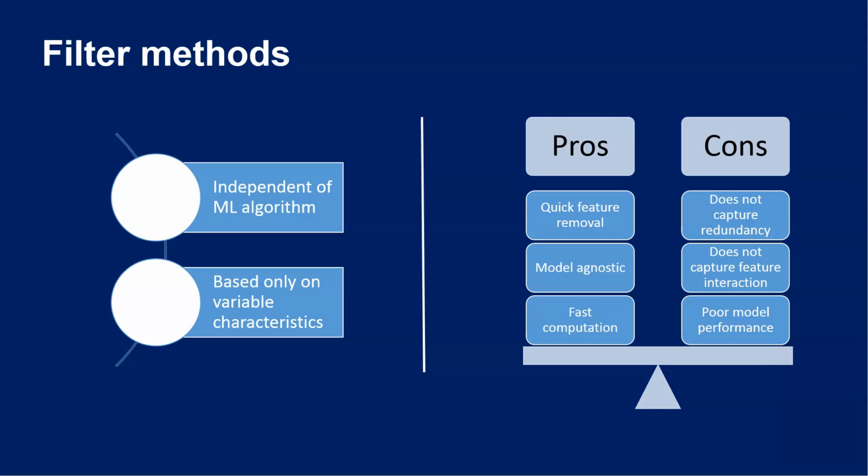On the downside, filter methods look at one feature at a time, so they do not capture feature redundancy or feature interaction. And at the end of the day, they tend to provide the lowest model performance.